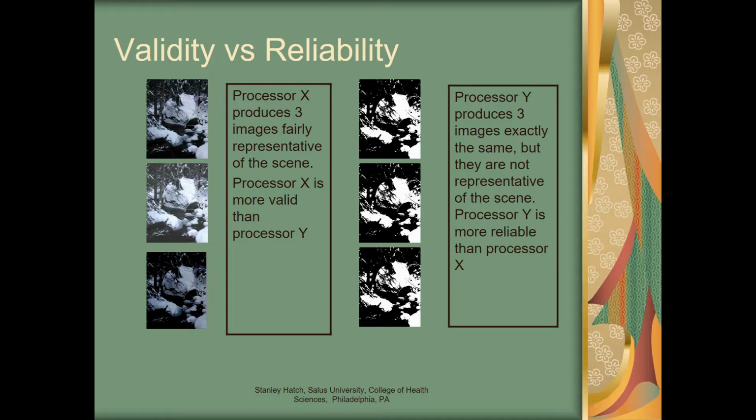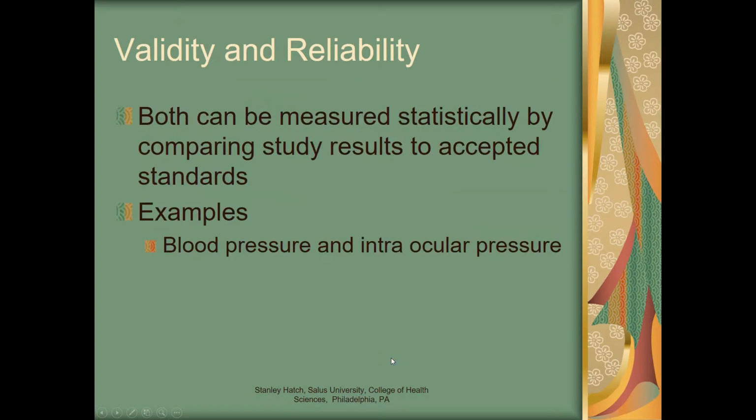So you can see how you can have a study that is valid but not reliable, or you can have a measurement instrument that is valid but not reliable, or a screening test which is valid but not reliable. And likely you can have one that is extremely reliable but not valid, not accurate to the actual measure. So both of these can be measured statistically by comparing the study results to the accepted standards. And examples of these would include measures of blood pressure with a sphygmometer or intraocular pressure with a tonometer.